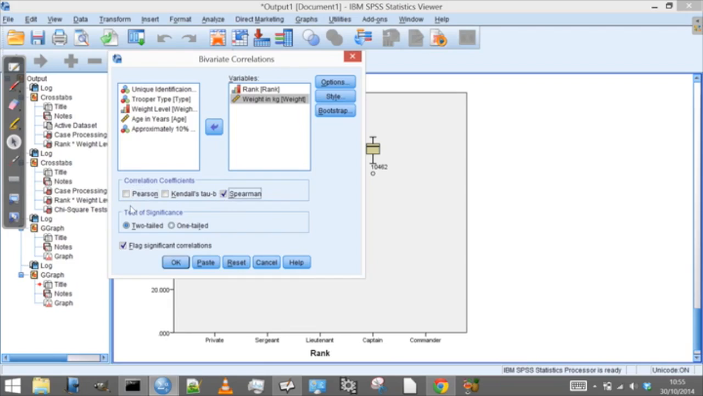So incidentally, SPSS will allow us to use that ordinal variable for the Pearson calculation. It's not going to tell us not to do it, so we need to know which one we actually want to use. I'm going to leave it as a two-tailed test, and then we're going to press OK.